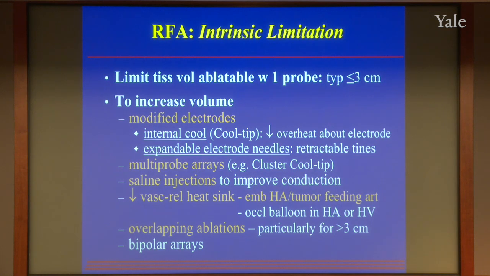There are a variety of tricks. Radiofrequency ablation generally is felt to be good up to about 3 centimeters. There are a variety of tricks even to achieve this level or slightly larger sizes using multi-modified electrodes. We have internal cooling to prevent the charring immediately around it that limits the volume, expandable electrode needles, and multi-probe arrays. Saline injections have been tried to increase the conductivity, and methods to decrease loss of your ablation from the surrounding vessels, and then overlapping.